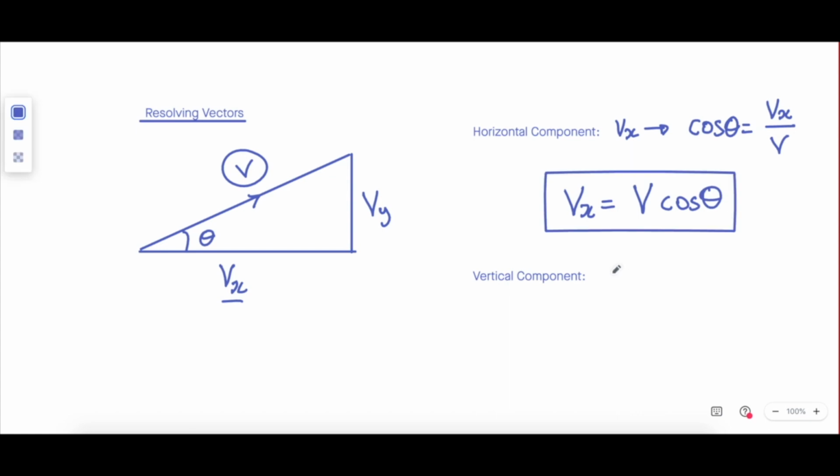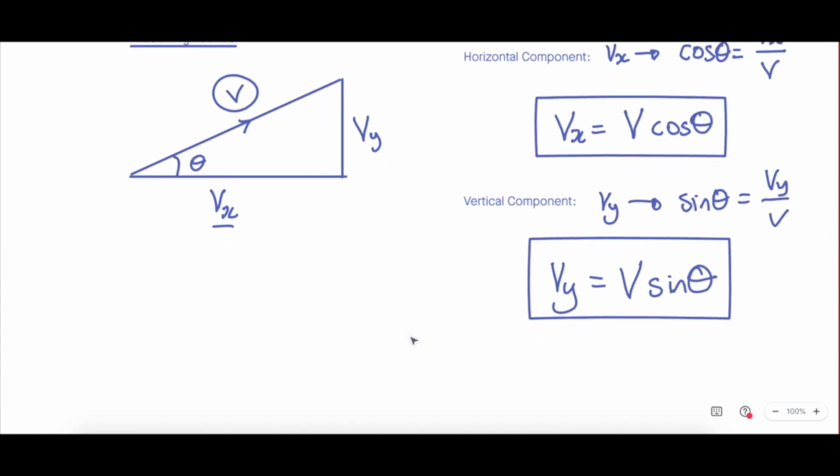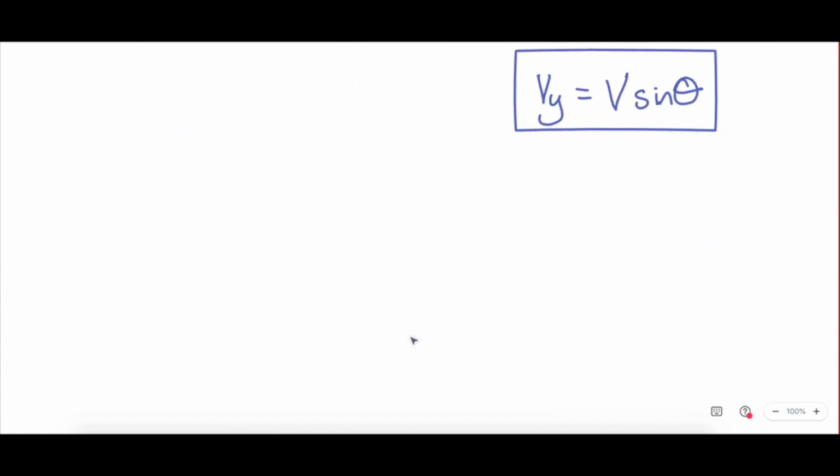Now for the vertical component, Vy, we're dealing with the opposite and the hypotenuse. So that's going to be sine. That's going to be Vy over V. Move that to the other side, we get our equation for the vertical component. Vy is equal to V sine theta. And that's how you work out the vertical component. Alright, so let's look at an example to show how to work these out.